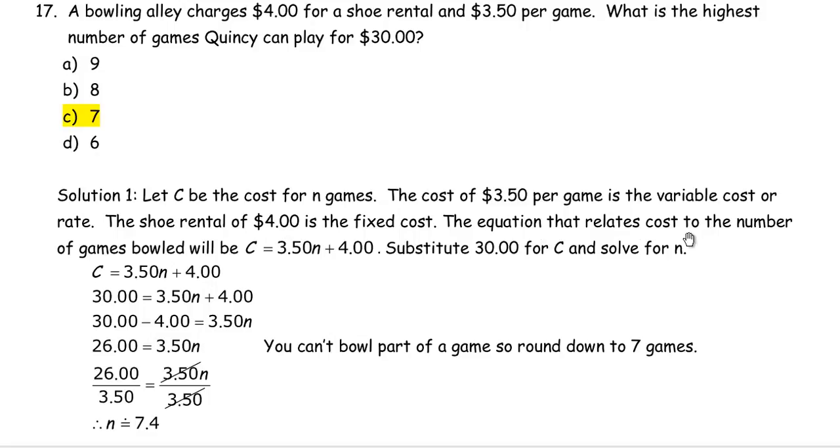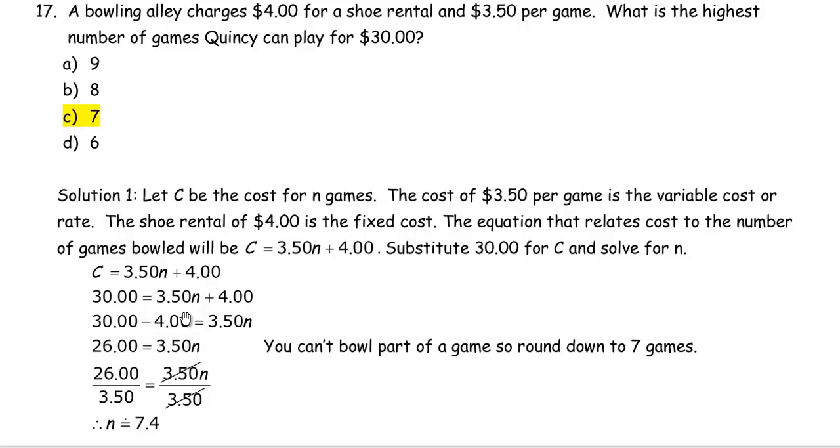The equation that relates cost to the number of games bowled would be C equals 3.50n plus 4, because we're multiplying the number of games you play by 3.50, since each one costs $3.50, plus the $4 shoe rental. So that's the equation. Now, he's got $30 to spend, so we substitute 30 in place of C. We're trying to solve for n, the number of games that Quincy can play.